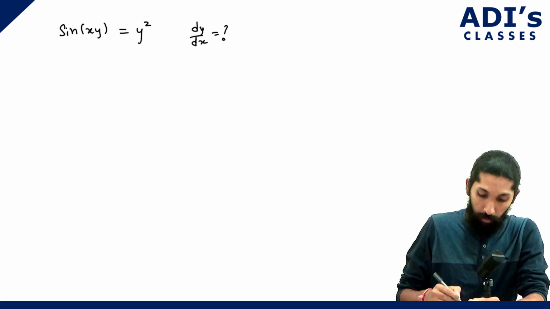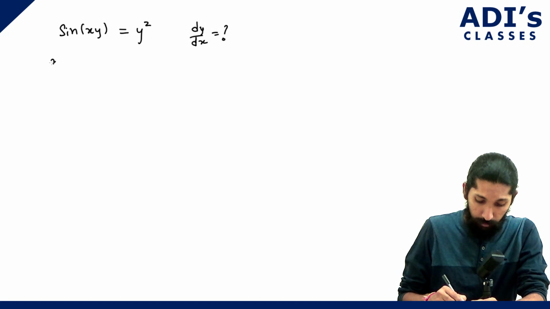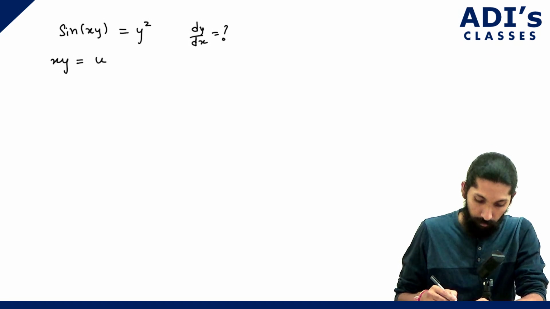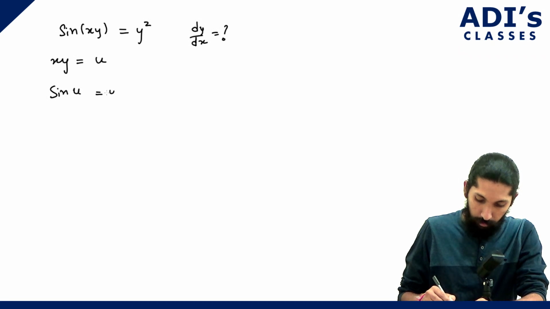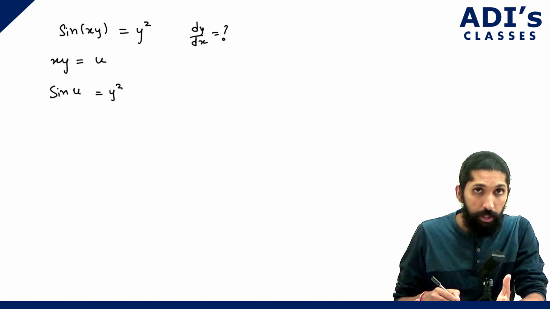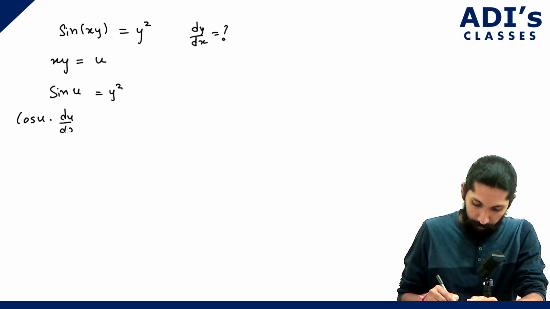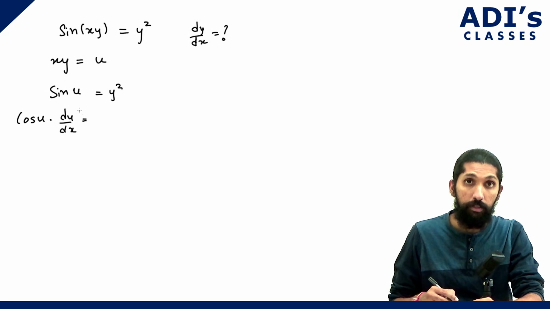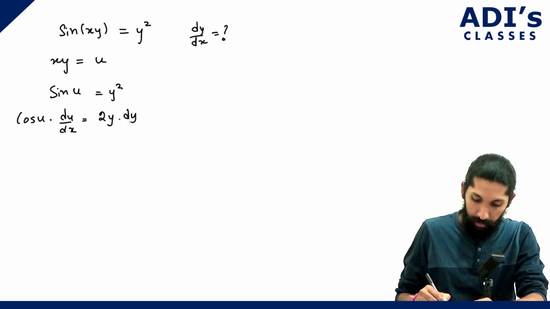Now what we'll do, see sine of xy, isn't it? What if I take xy as some function u? Some function u. This is going to become sine u is equal to y square. Differentiate with respect to x. So you will get cos u into du by dx is equal to, what is derivative of y square first? Y square will be 2y into dy by dx.